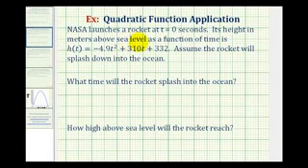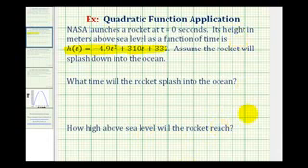NASA launches a rocket at t equals 0 seconds. Its height in meters above sea level as a function of time is given by the function h of t. We will assume the rocket will splash down into the ocean. We want to answer two questions. 1, what time will the rocket splash into the ocean? And 2, how high above sea level will the rocket reach?